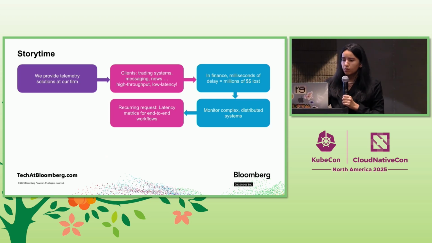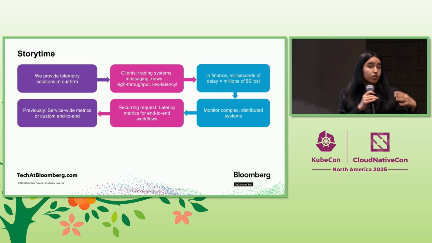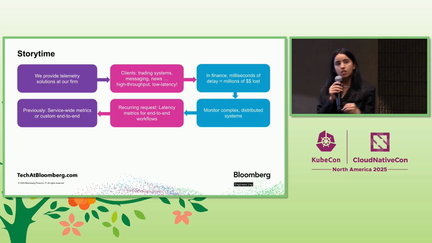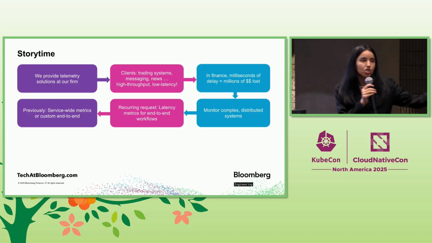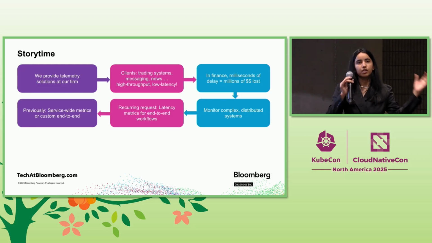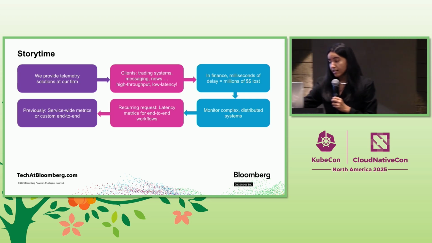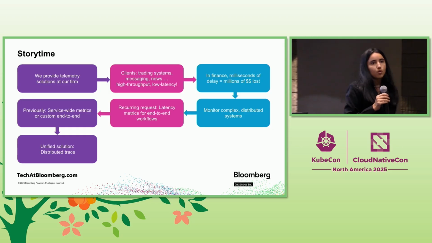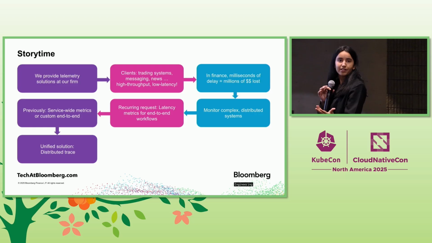So previously, what would happen is either teams would use some amalgamation of service-wide metrics, so your application level metrics, or they would have some custom end-to-end tracking system. So maybe think passing around a session ID or a request ID, some sort of state management that can let you put together requests across different services. But then obviously, with the increasing adoption of, if you didn't already guess it, distributed tracing, we decided to adopt that as the unified, centralized solution for doing this.